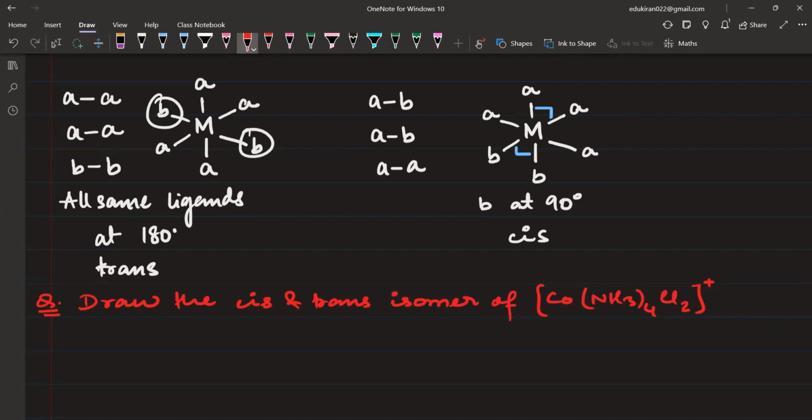Can you see that this is MA4B2? There are four same type of ligands, and then two of another type, the remaining two are the same. Can you see that? It is A4B2. Can nobody see it? Yes sir. Okay. Try this. I will give you guys 3 minutes.